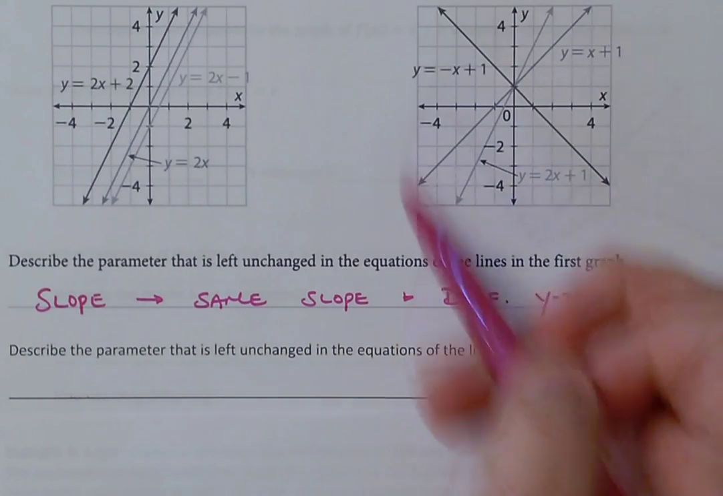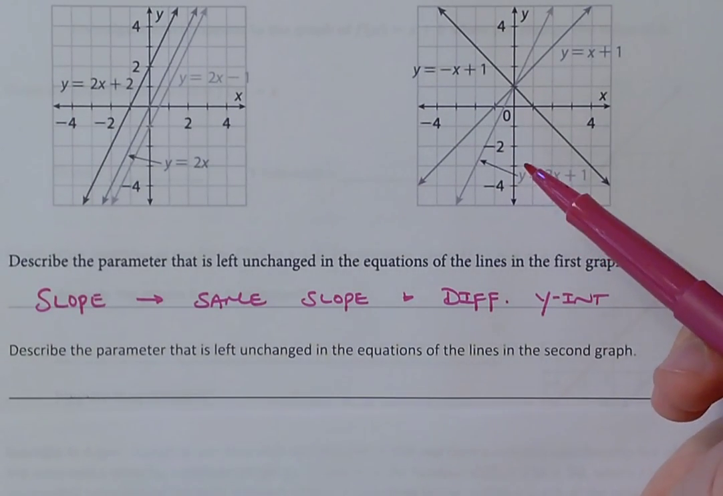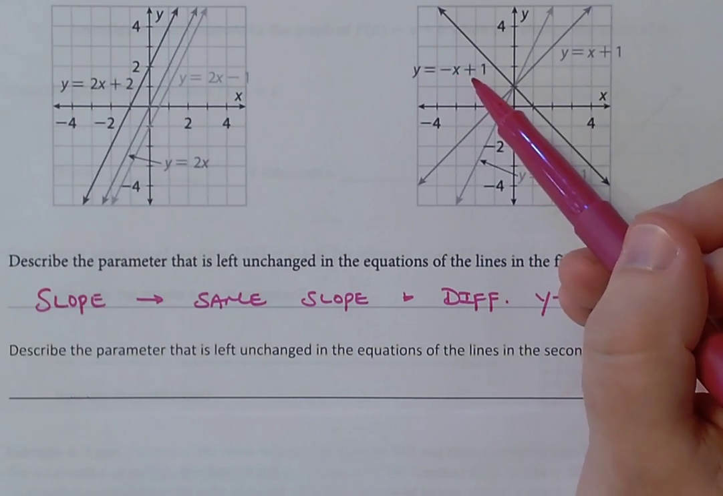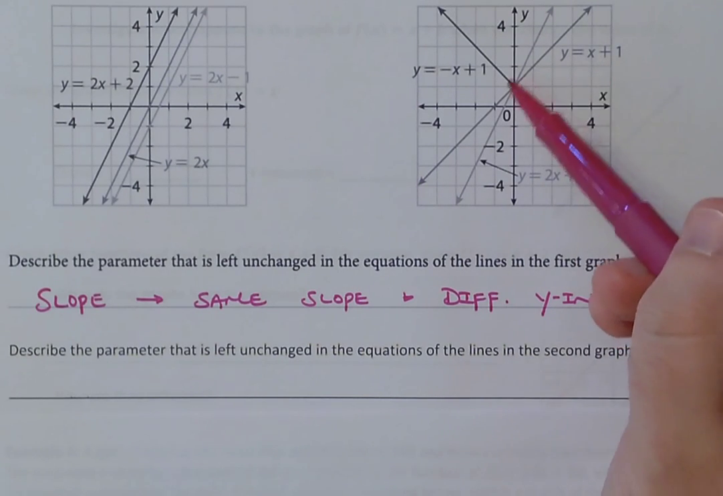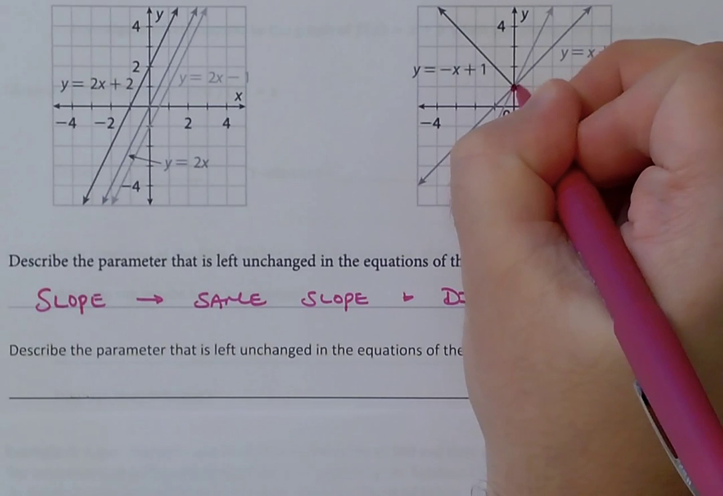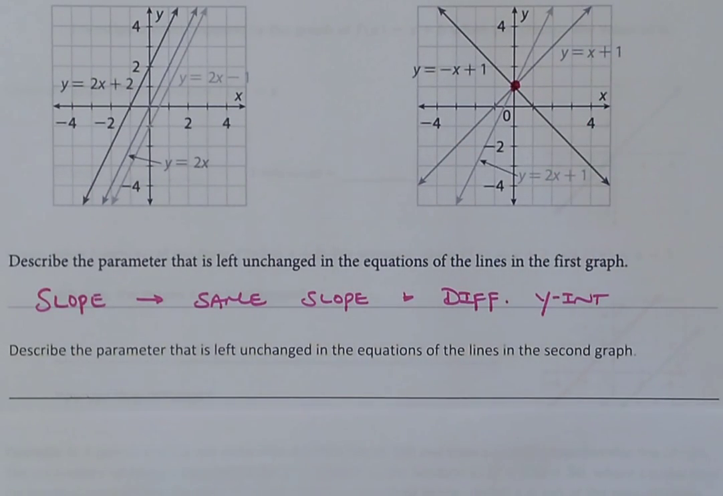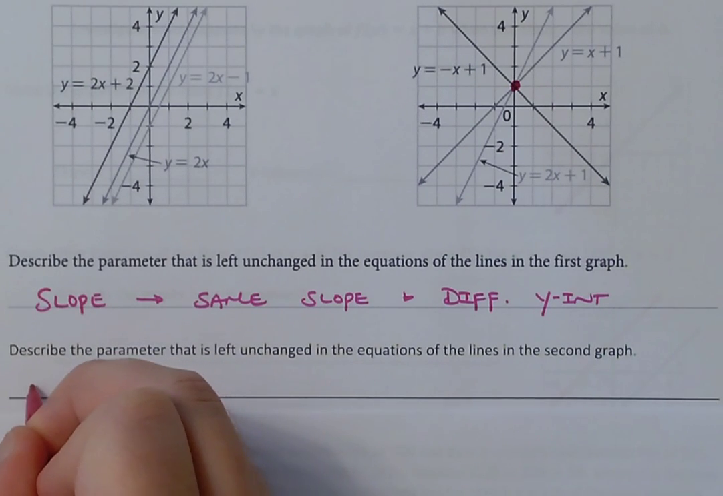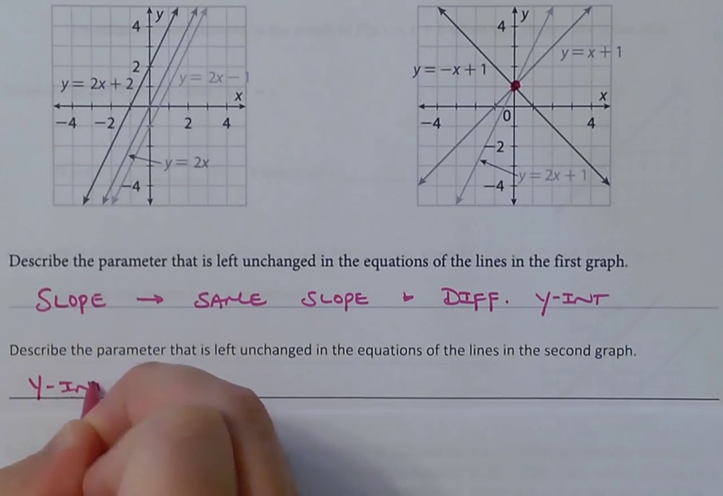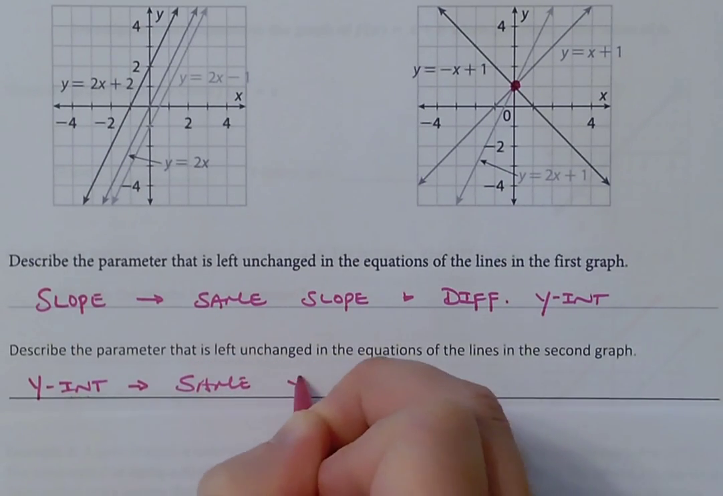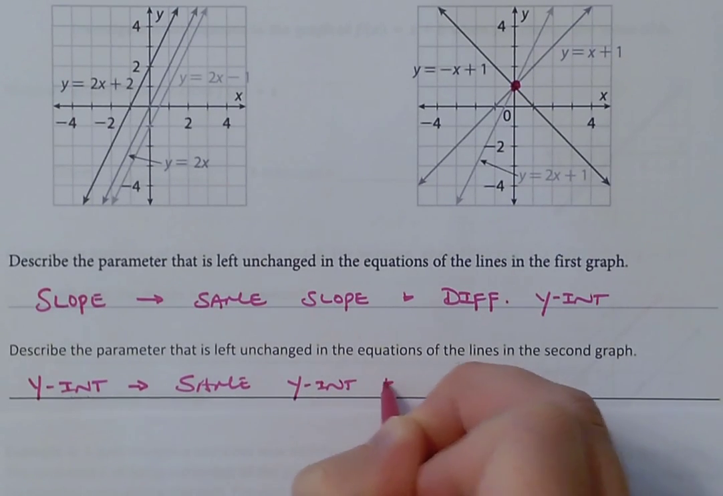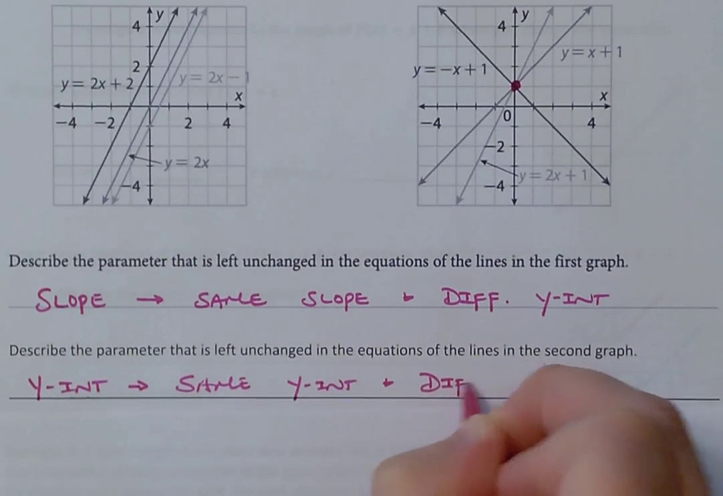Now, if we look at our second graph here, what is the parameter that is left unchanged of y equals negative x plus 1, y equals 2x plus 1, and y equals x plus 1? Well, all of these cross the y-axis at the same point. And because all of these lines intersect and cross each other, that means they don't have the same slope. So the parameter that's left unchanged is the y-intercept. So they have the same y-intercept and a different slope.